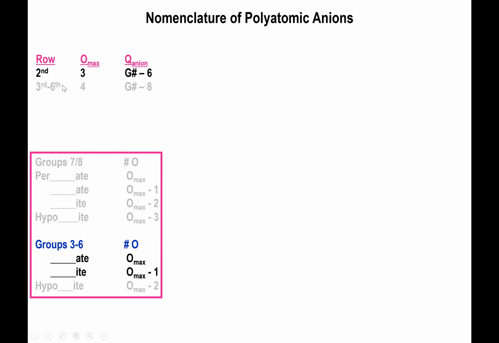Alright, and so we talked about the second row elements that contain a maximum number of oxygens equal to 3. The charge of the anion is going to be group number minus 6. And if you look carefully, you realize that this formula is exactly the same one that we had before for determining the number of hydrogens, except that it's backwards. Before it was 6 minus group number, now it's group number minus 6. And that will basically ensure that you end up with a negative charge for your anion, as you well should, since anions need to be negative.